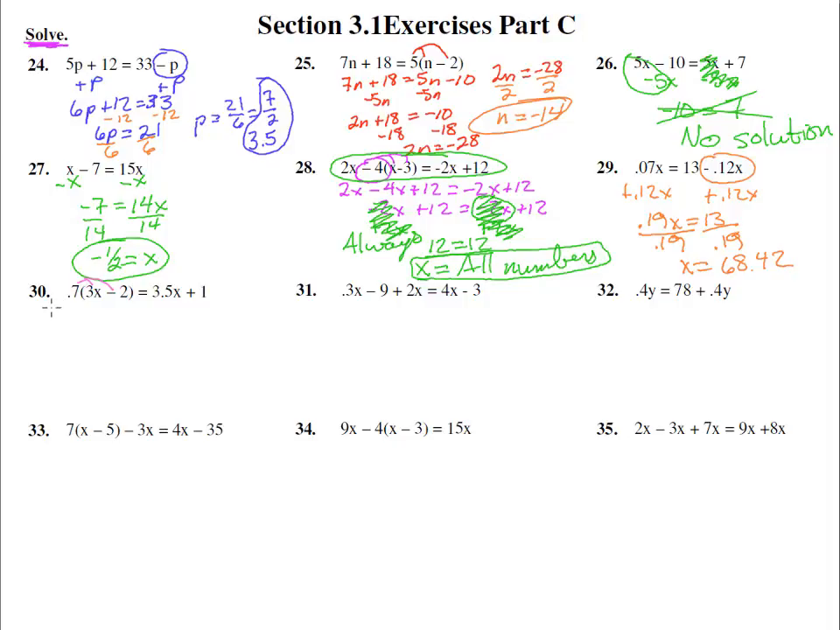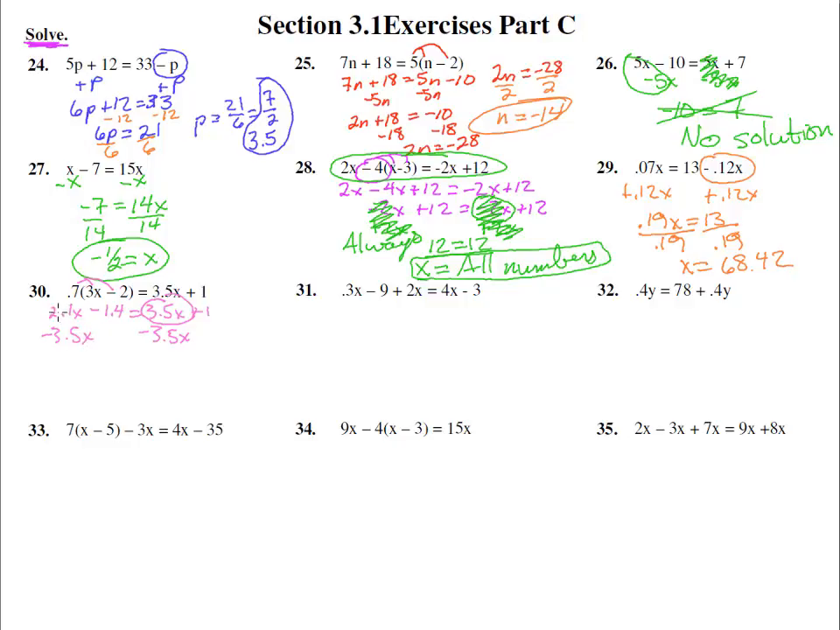0.7 times 3, that's going to be 2.1x minus 1.4 equals 3.5x plus 1. Let's get the x's together. We've got to do that. So let's get rid of this guy right here by minusing 3.5x, minus 3.5x.